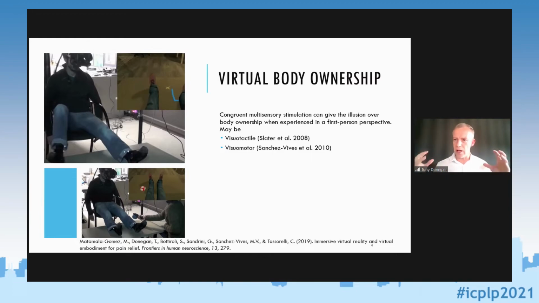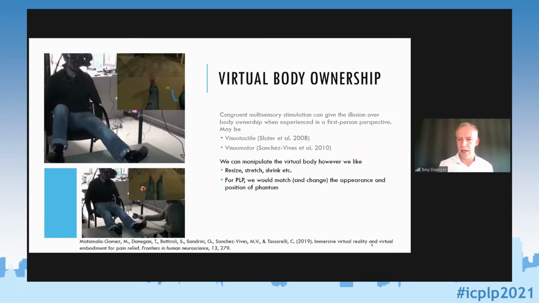So we're talking about putting on a head-mounted display and looking down and seeing a virtual body that moves with your body, and that when something touches your virtual body, you feel it on your real body. You start to embody, have the illusion of owning that virtual body. The great thing about VR is that we can then manipulate that virtual body however we like. We can resize it, we can make it grow or shrink or stretch it. We can make it change color. Limitless changes you could do to this virtual body, and it can still be felt and experienced as your own.